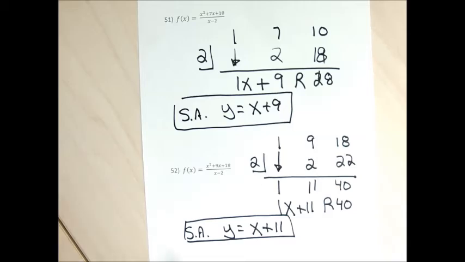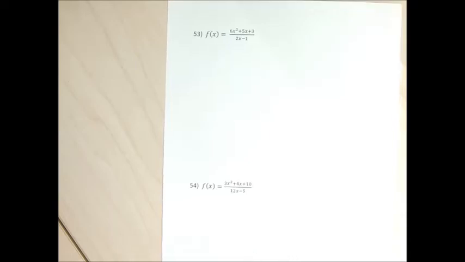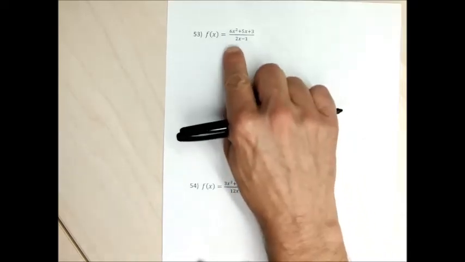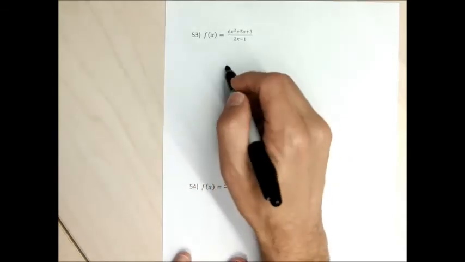The next two and the last two problems in this section, I can't really do synthetic division because of the number in front of the x in the denominator. And the unfortunate reality for 53 and 54, to find the slant asymptote, I have to physically do long division. I'm going to do 53 for you. I won't do 54. I'll never make you do long division on a test. So if you don't want to watch this, skip this problem. It's not going to hurt my feelings at all.